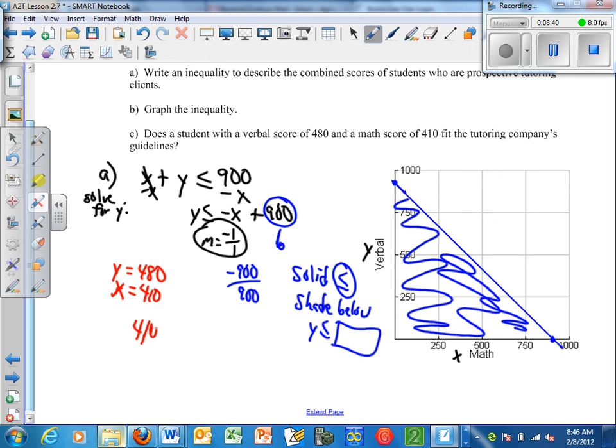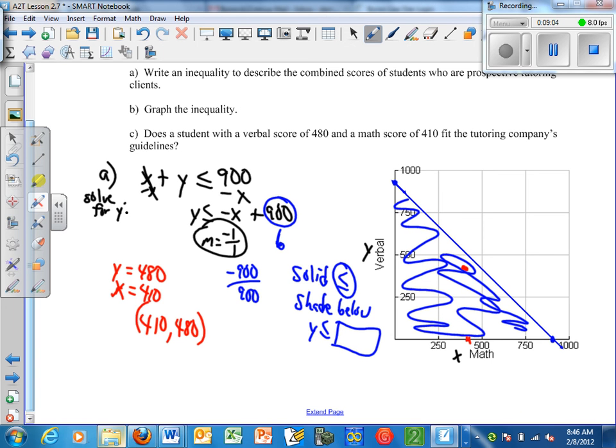If you look at the point 410, 480, is that point in the region? So if I went to 410, it's going to be somewhere in here, and then up to 480 would be short of 500. Can you see that, yes, it's going to be in that region? That would be the general area. It's below the line. It's in the shaded region.